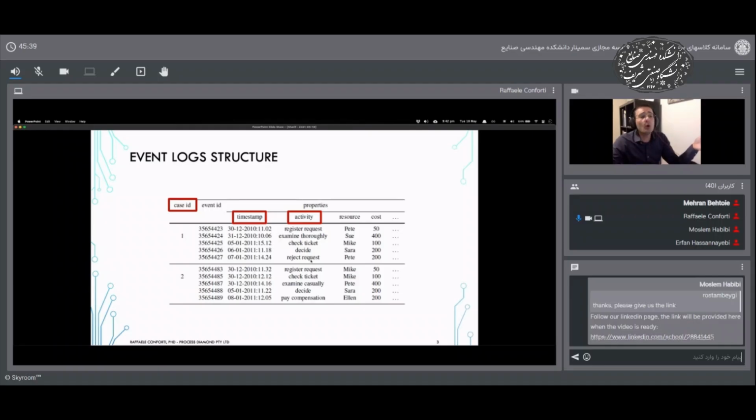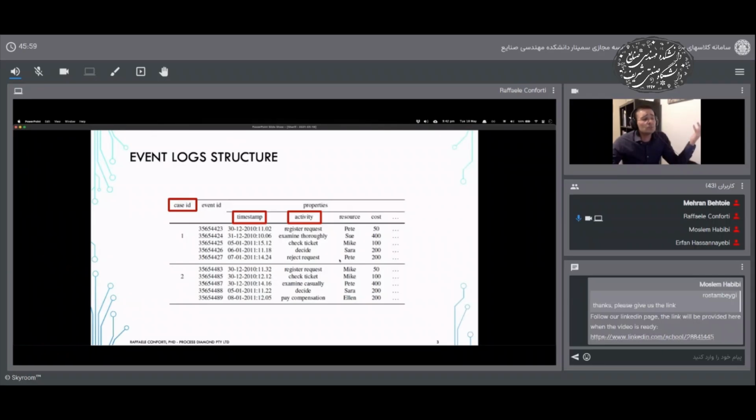Of course, the more we have, the better. If we also have information about resources, then we can explore things such as social network analysis and see, for example, how the employees involved in the process are interacting with each other and this type of thing. But they are not essential information.